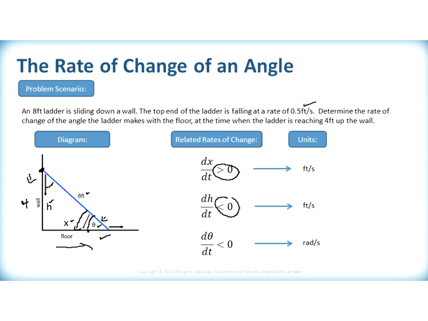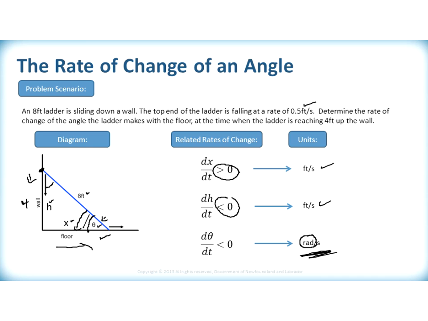So in terms of units, because we were told we were dealing with distance in feet and time in seconds, we have feet per second for both x and h. And remember, doing calculus, if it's at all possible, we stick with radian measure for our angles. So theta is going to be measured in radians, so d theta by dt will be radians per second.